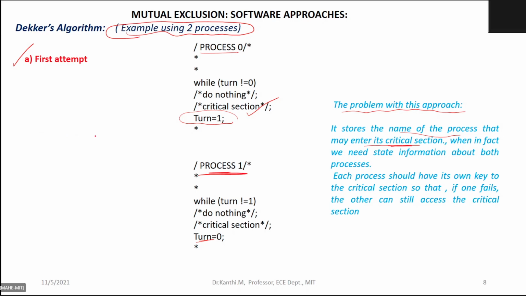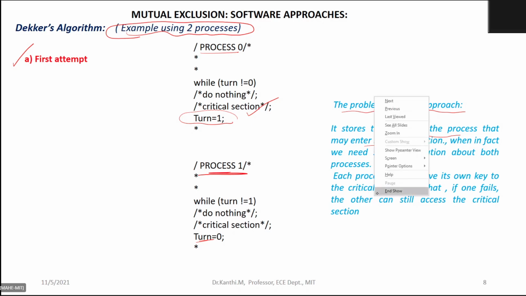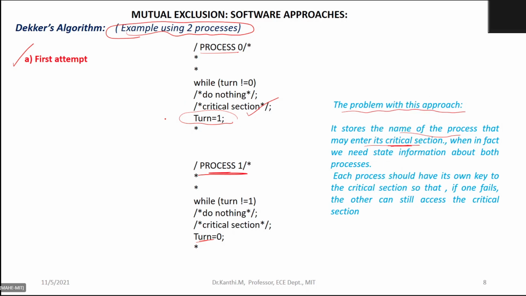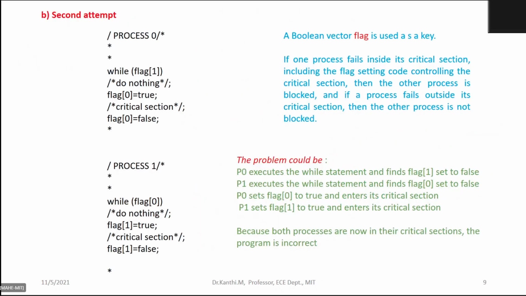Okay. So when we need state information about both the processes, each process should have its own key to the critical section, so that if one fails, the other can still access the critical section. In this case, suppose a process fails, the other process cannot enter into the critical section. That could be the problem with this particular way in which you give the process execution. This is the second attempt.